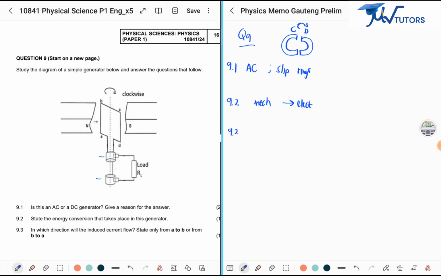And 9.3, in which direction will the induced current flow? State only from A to B or from B to A. So because this is north and that's south, your index finger will point, remember we're using the right hand rule, right? So your index finger on your right hand will point to the right. So basically your finger will look something like that. And then, because we're going clockwise, if I'm looking at this point over here, your thumb will push it upwards so that it goes clockwise. Okay, so there's your thumb.